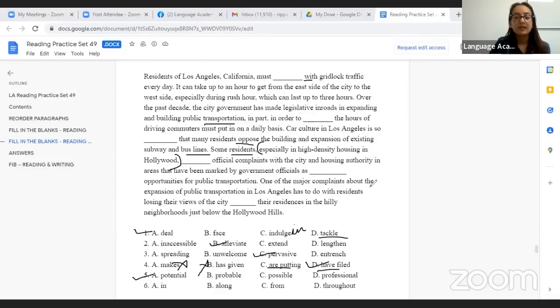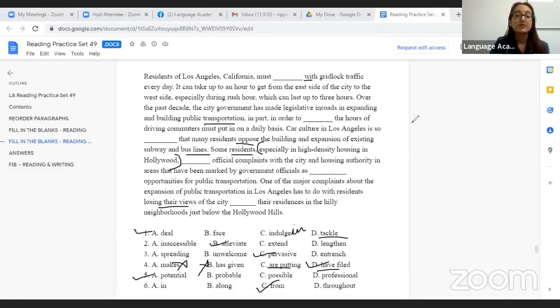Expansion. One of the major complaints about the expansion of public transportation in LA has to do with residents losing their views of the city dash their residences. So one complaint is that they will lose the view of the city from their residences, means from their houses. They won't be able to see the city if there is expansion of public transportation everywhere. So it was a completely context-based question, we can say. The first one is deal because deal comes with, and the other options they don't come with.